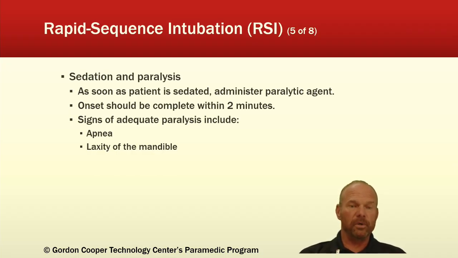Then we'll follow it up with our paralytic. So once the patient is adequately sedated, we'll administer the paralytic agent to facilitate intubation. And then the time to full paralysis should be completed within 2 minutes, allowing for rapid airway control. Now, we should be able to recognize adequate paralysis. The signs that we've been able to achieve that: apnea, the patient's no longer breathing spontaneously. Then you have laxity of the mandible, so the jaw muscles are completely relaxed.